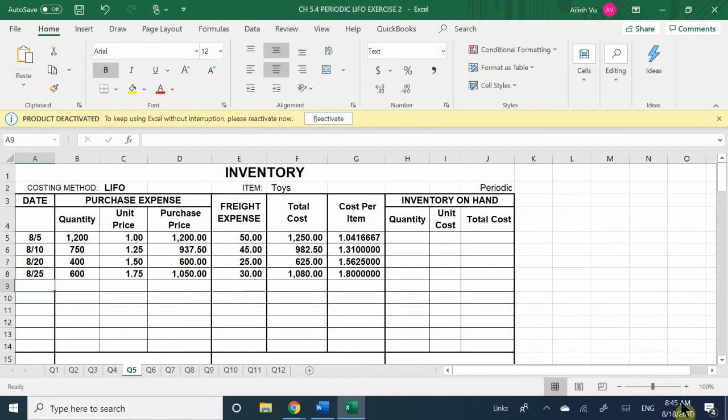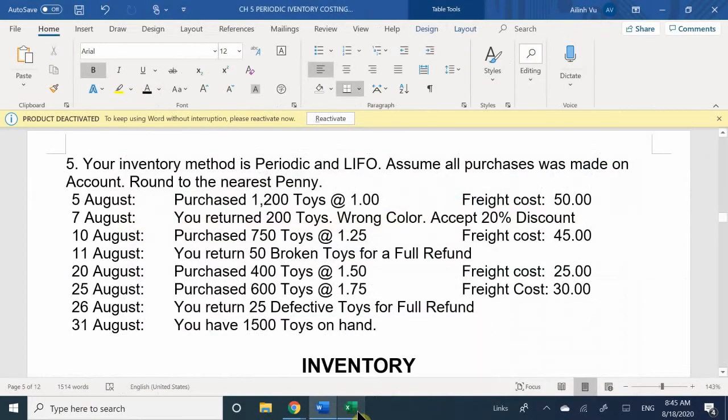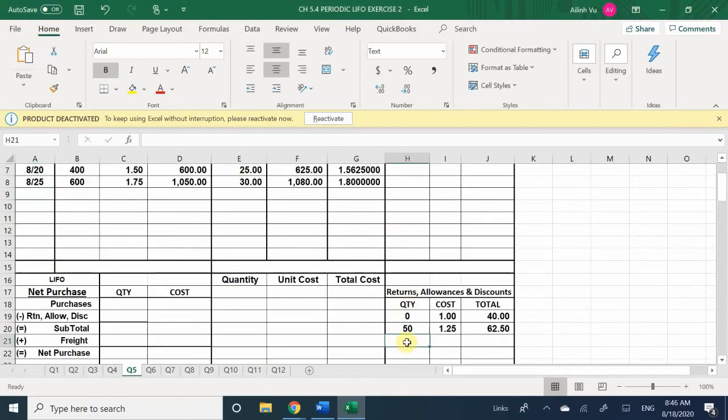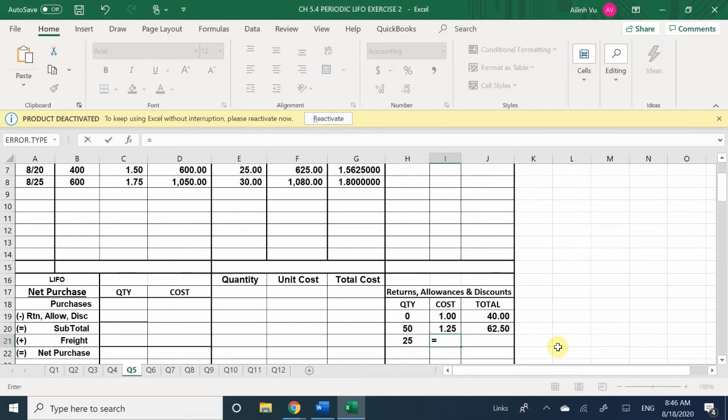Okay. Let's see what else. Did anything else happen? Oh, on the 26th. What happened here? A return of 25 toys, full refund with benefit. Okay, so now we can associate. We're going to be returning 25 items, which cost me what? $1.75.